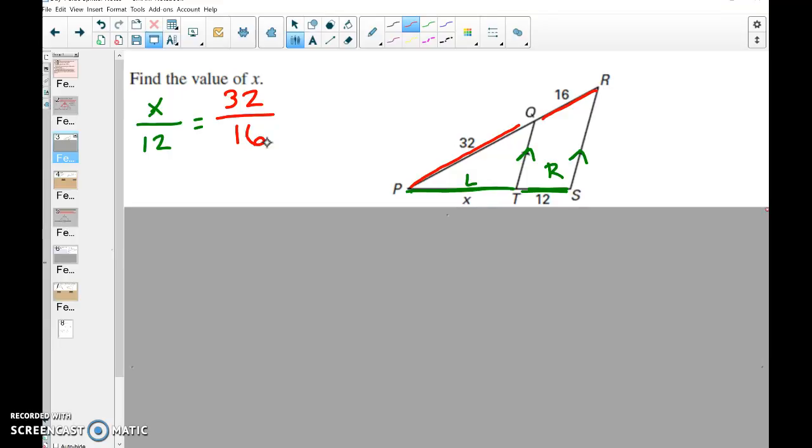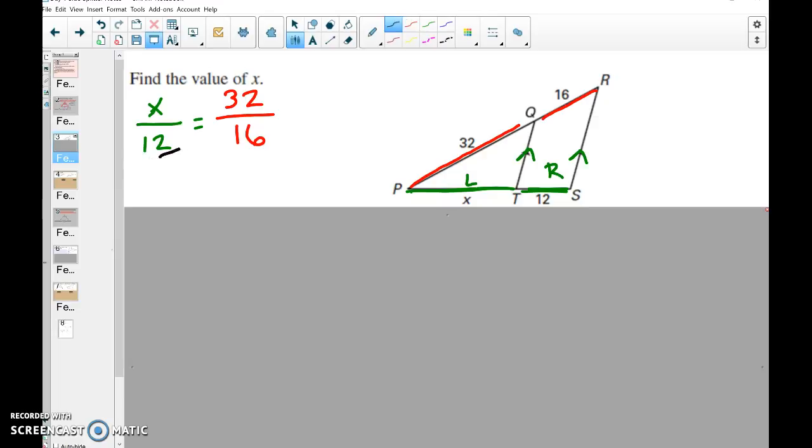Now, you could have done right over left equals right over left. You could have done top over bottom equals top over bottom. So you could have set up 32 over X equals 16 over 12. Those would have also worked. Okay, but as long as you're staying consistent, like I said. Now, two ways you can knock this guy out.